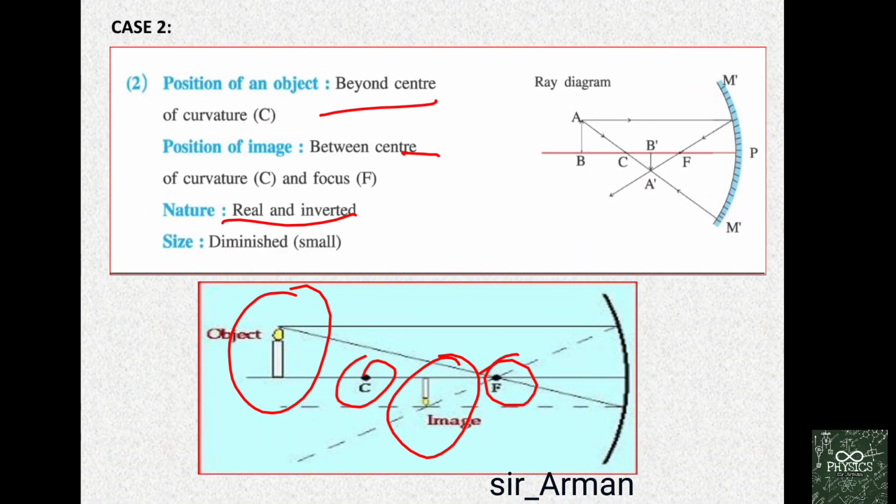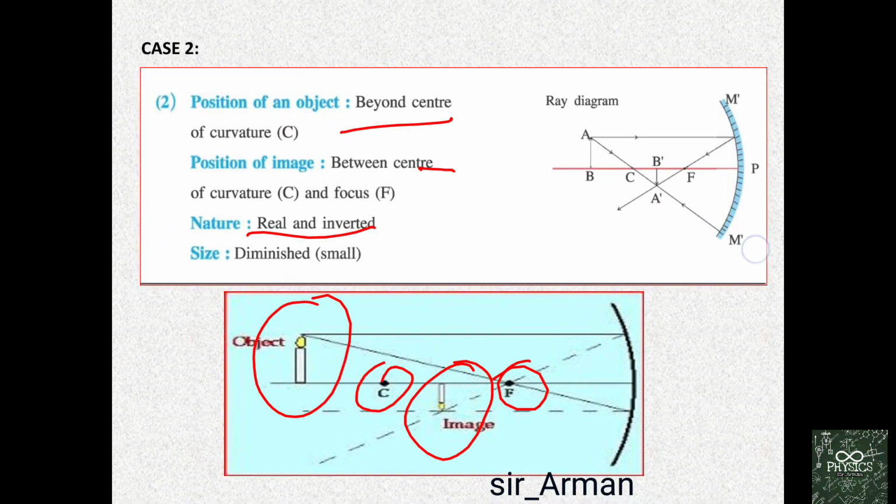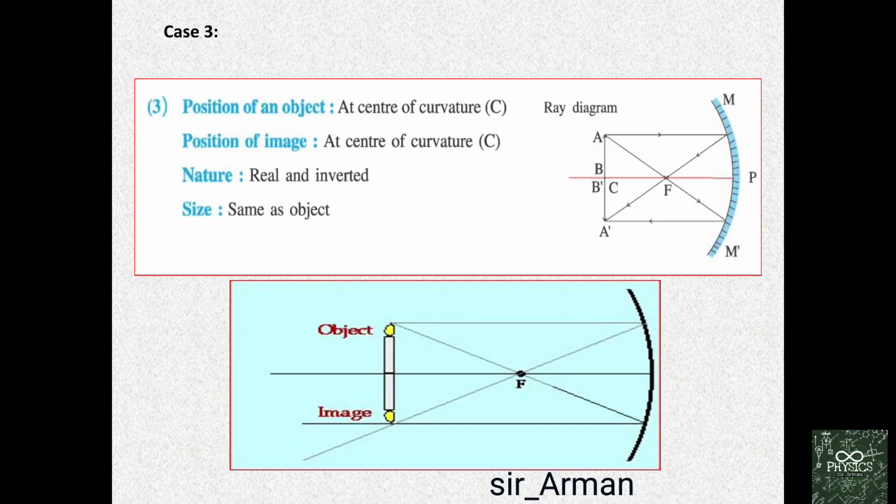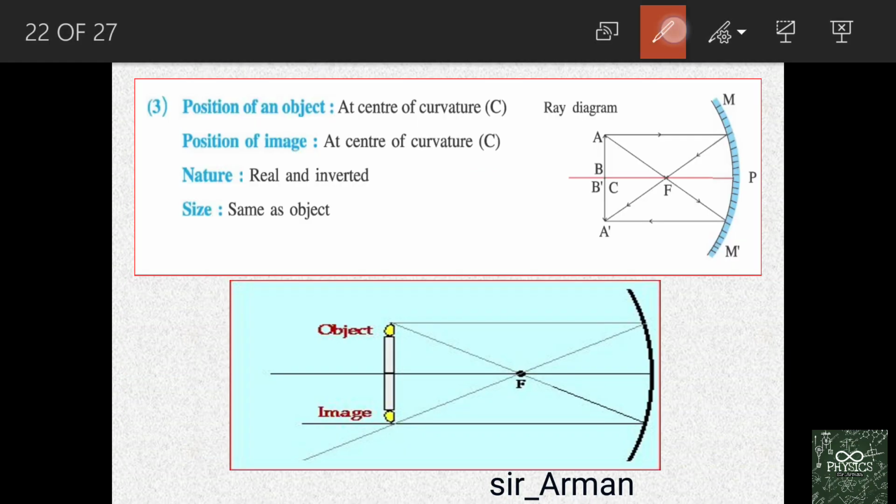So now let's see the third case. In the first case we have placed the object at infinity, right? In the second case we have placed it here beyond C. Now we are moving towards the mirror. So in the third case object is placed on the C, that is on the center of curvature. So we can use any of the 2 rule, any of the 4 rule, we have to use only 2 rule.